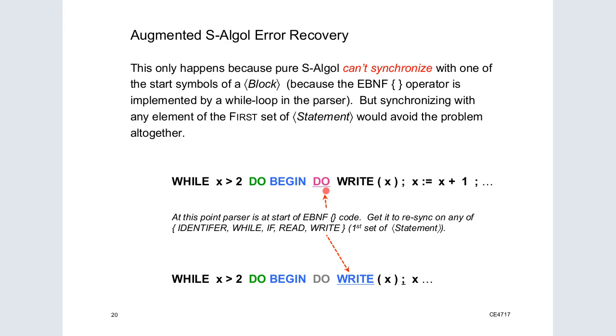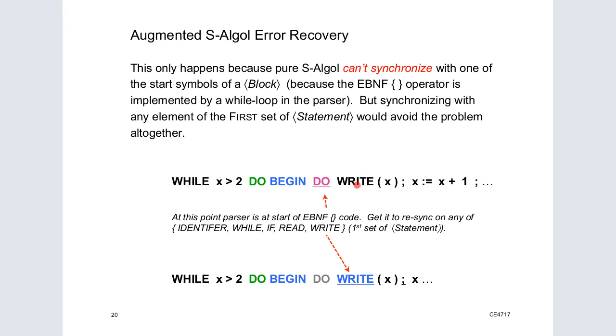And then the only thing that must follow the while loop is the accept end, so you get the virtual insertion of the end, and basically the bad behavior we've seen already. So how do you get around that? Well, if you realize that at this point, because we've just started an EBNF repetition operator, we could synchronize on the thing that starts a statement. In other words, an identifier, a while, an if, a read, or a write.